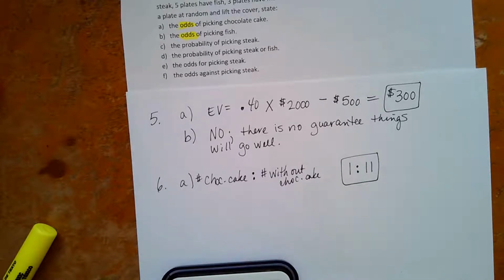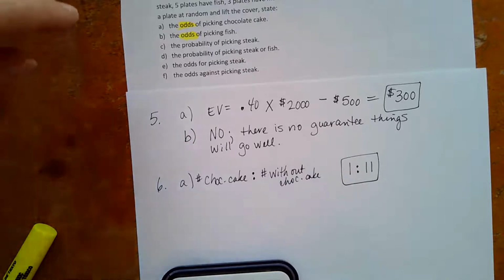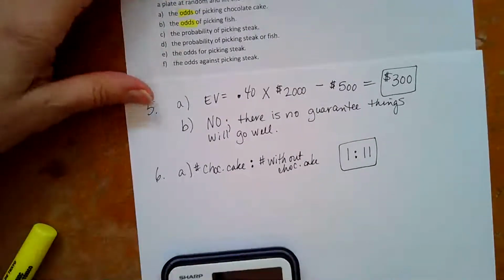Yeah, no, I think the answer to 5A has to be $300. I think there's a misprint.